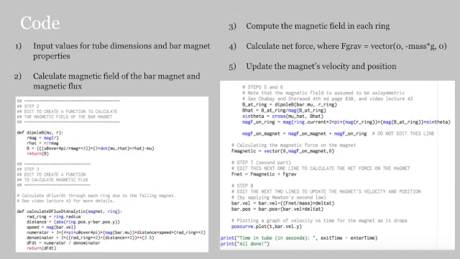My code, which I broke up into 5 parts, is shown on this slide. So first I inputted the values for tube dimension and bar magnet properties. Then I calculated the magnetic field of the bar magnet and the magnetic flux. I then computed the magnetic field in each ring, and then calculated the net force, where F grav was equal to this vector. And then I updated the magnet's velocity and position, which is shown in the image below.